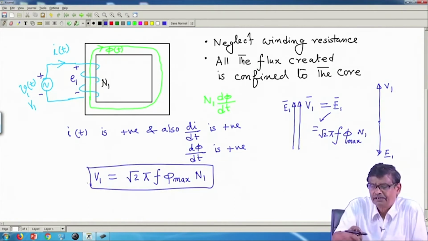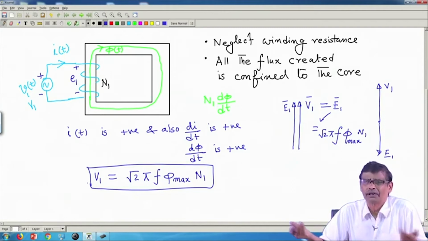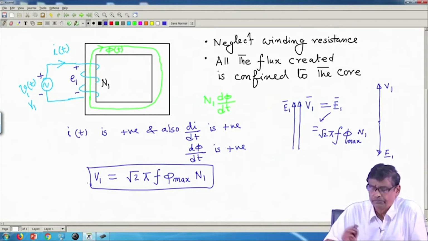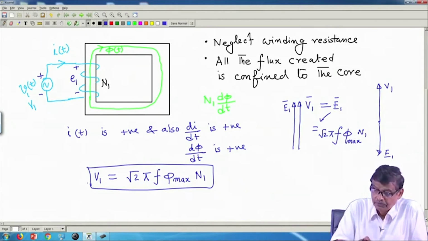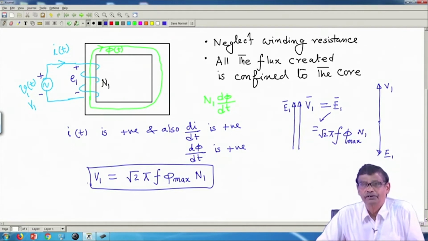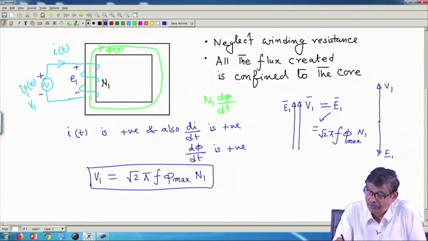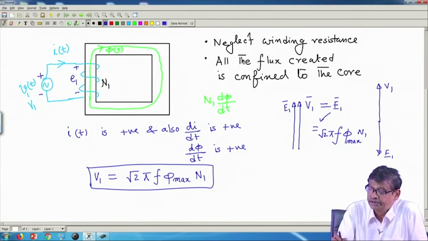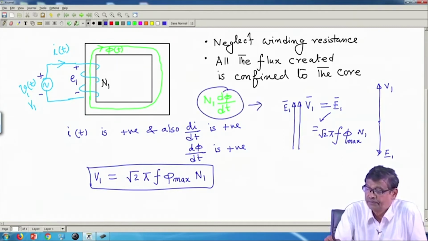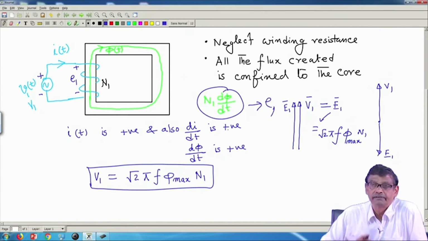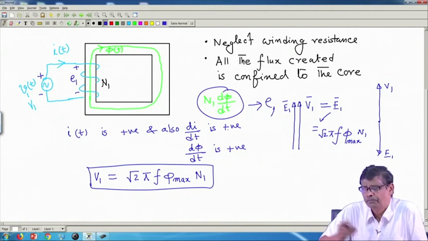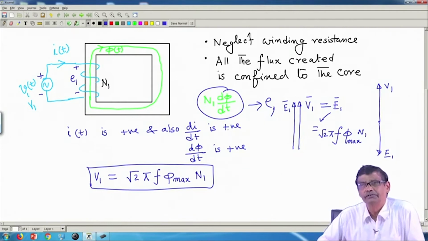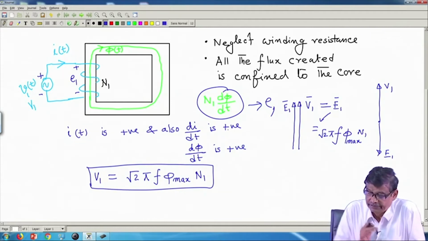This phi t can be expressed in terms of, say, phi max cos omega t; differentiate that, as we did last time. So, the RMS value of the applied voltage is equal to the RMS value of the induced voltage, which I got from N 1 d phi dt. This thing is your E 1 RMS value. How did you get it? Put phi equal to, say, phi max cos omega t, differentiate it, and pick the peak value of that divided by root 2. So, this is the thing.